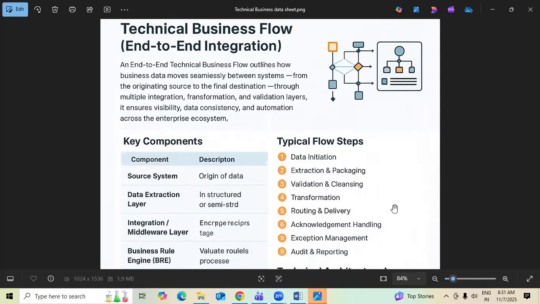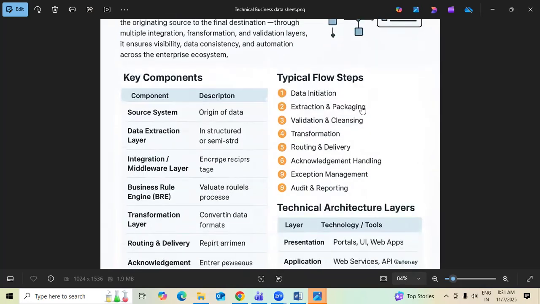The major advantage behind this is to ensure the visibility of the data we are working on, as well as data consistency and automation across whatever enterprise ecosystems we are using. So in this, there are different key components we have.